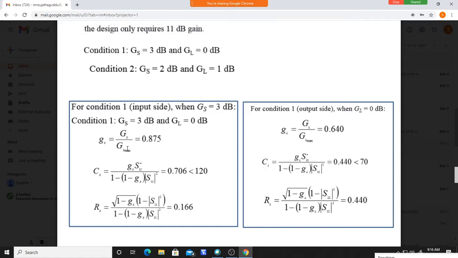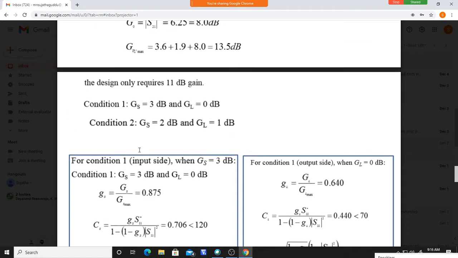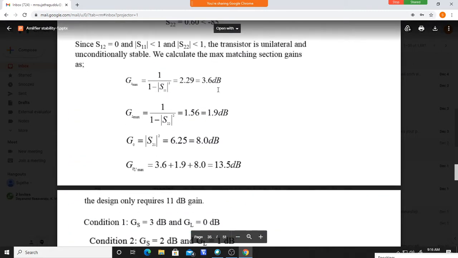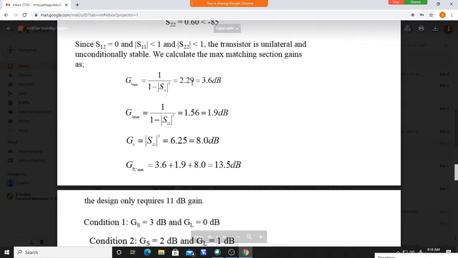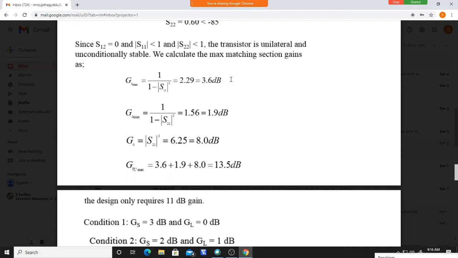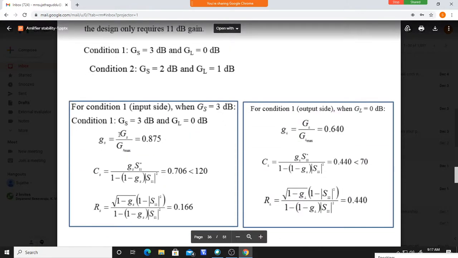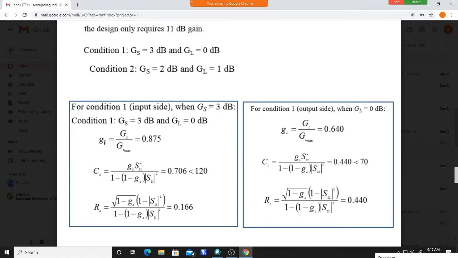Substituting the values, what is GS? GS divided by GS maximum. GS needed is 3 dB. GS maximum we got here is 3.6, but you should use 2.29, not 3.6. You should use the ratio while calculating this GS. Do not forget this. GS and GS maximum must be in ratio, should not be in dB.